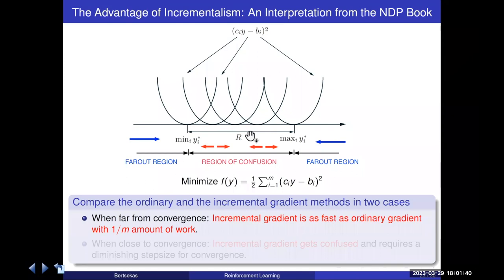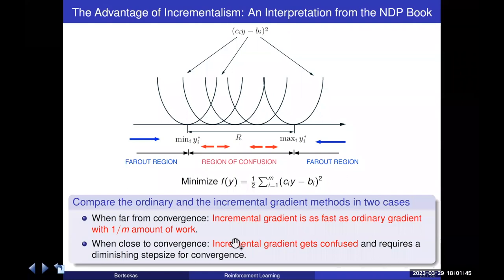Now, is it going to converge? There is theory that says that it will converge, provided the step size that you use is diminishing. So it requires diminishing step size for convergence. That was clarified in the 90s, and after that, a lot of people have looked into how to choose the step size, the learning rate, to guarantee convergence. So that's the picture here. When far from convergence, the incremental gradient is as fast as the ordinary gradient with 1 over m amount of work per iteration. Day and night difference. However, when it's close to convergence, the incremental gradient method gets confused and requires a diminishing step size. But in neural network training applications, we don't care for extreme accuracy, really. We want to get near the ballpark for the most part. And if we can do better than that, so much the better, but it's not critical.